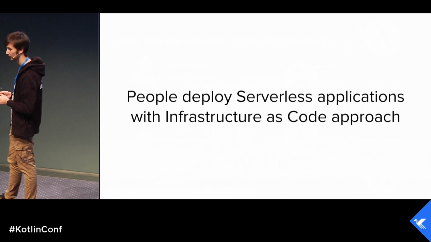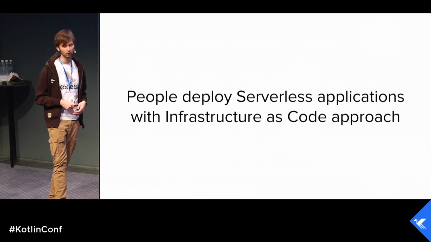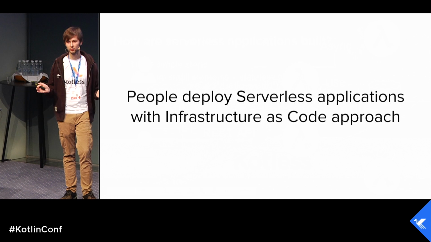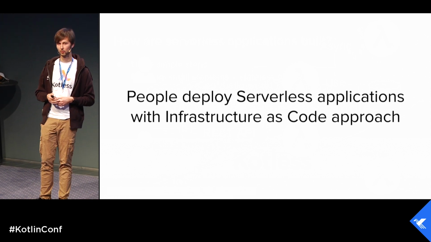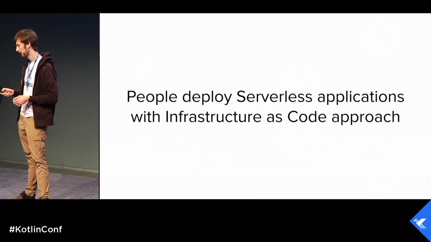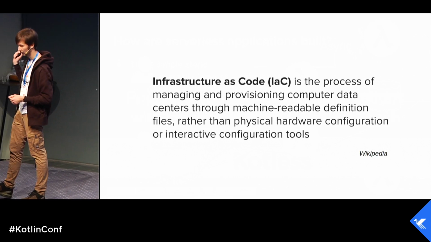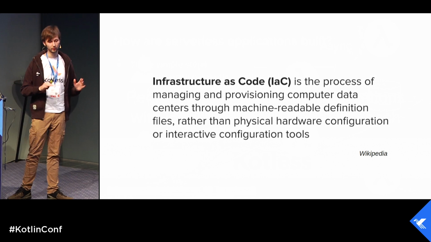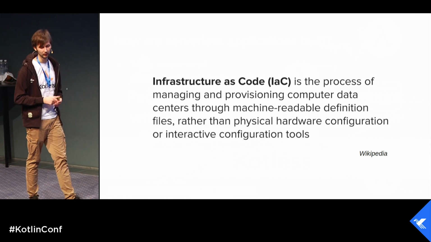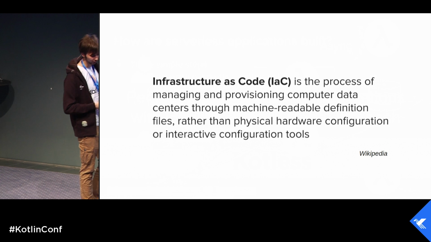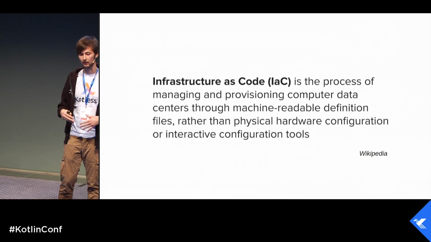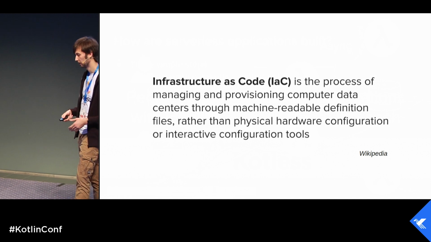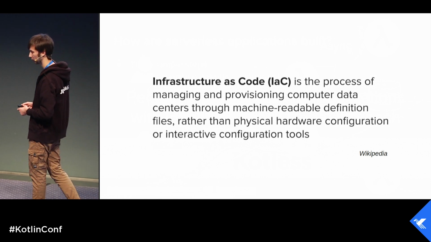But right now, people deploy such functions with the approach of infrastructure as code. How many of you have ever heard about the infrastructure as code approach? Well, also a lot of people. So as a little reminder, infrastructure as code is the process of managing and provisioning computer data centers through machine-readable definition files. In general, it means that you are writing a definition of your infrastructure in some file, for example, with the HashiCorp configuration language.